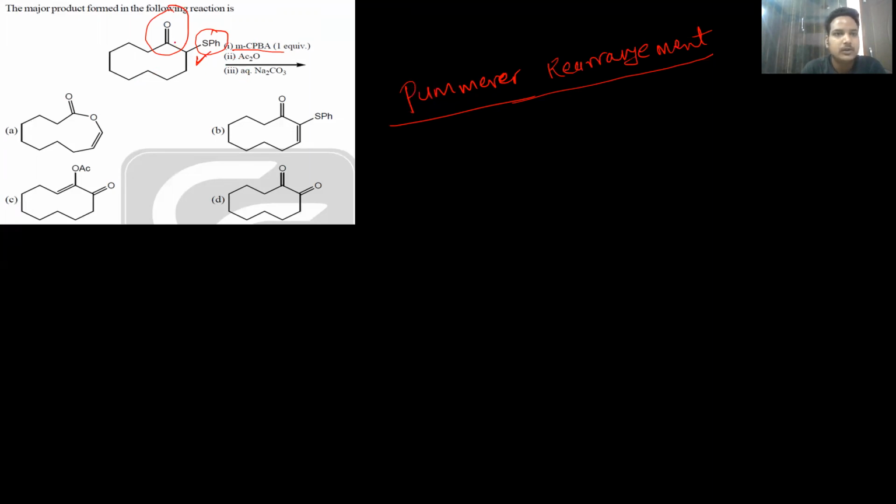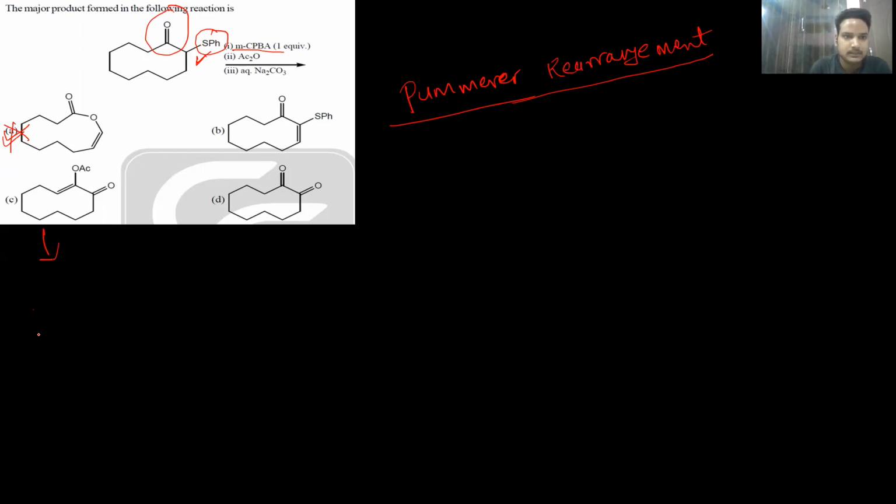So we are not going to do the Baeyer-Villiger oxidation, because some of the guys who make the Baeyer-Villiger oxidation are ending with option number A. But this is not the correct answer because the Baeyer-Villiger oxidation will not take place here. We are starting with the mCPBA first oxidizing this sulfur atom. So what is the first product?